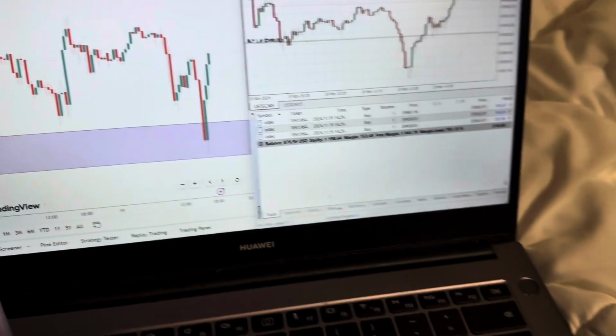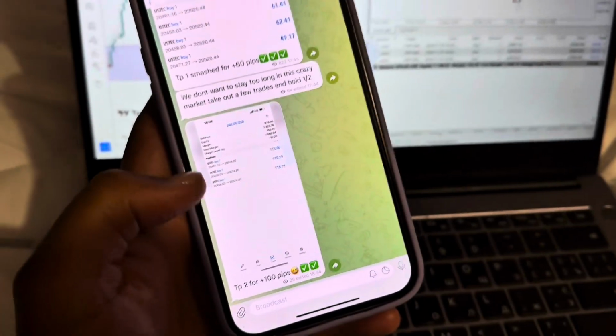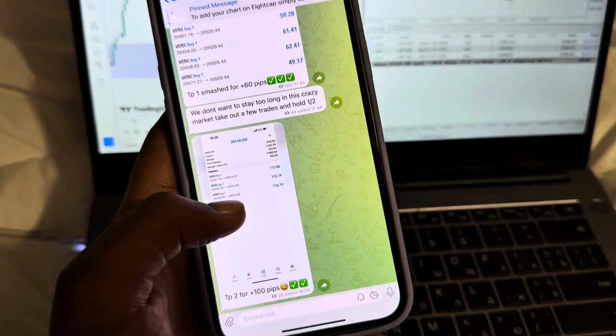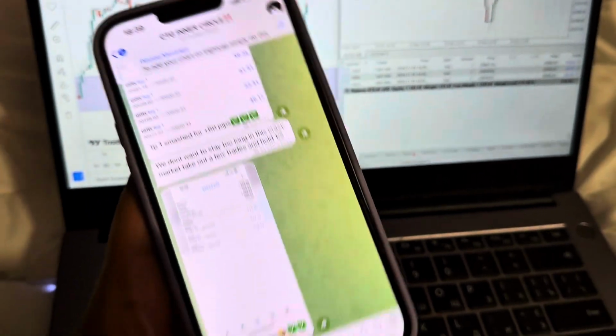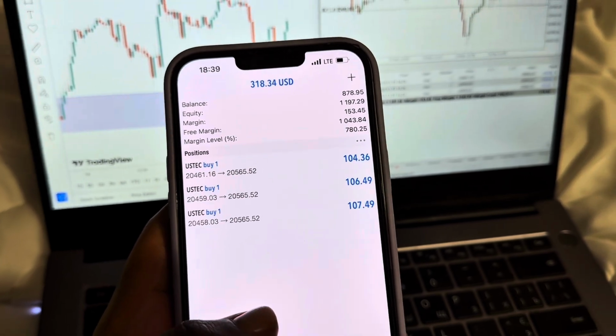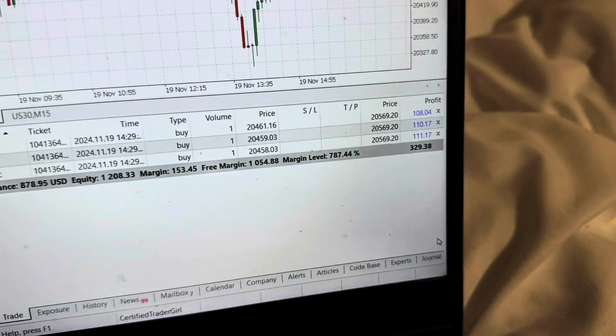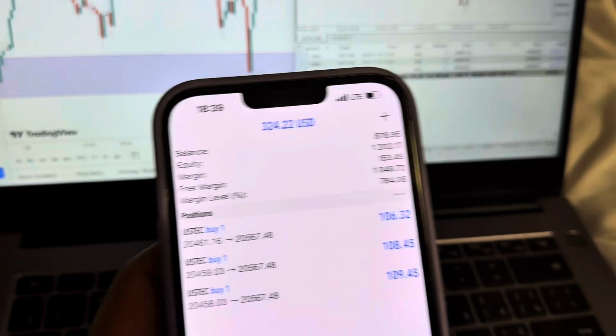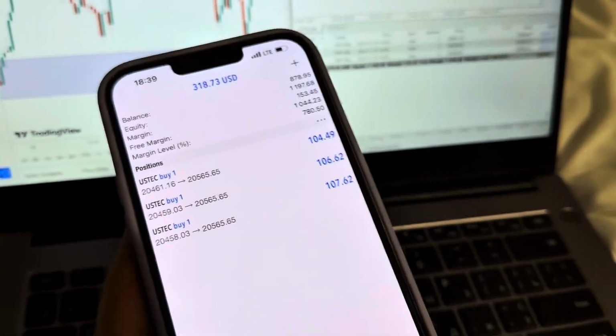Hey yo, Nasdaq was not playing today. Okay, so we just got our second take profit for 100 pips in the inner circle, and the trade is currently running right over here. As you can see right over there, we just obliterated this market. I'm just so happy.